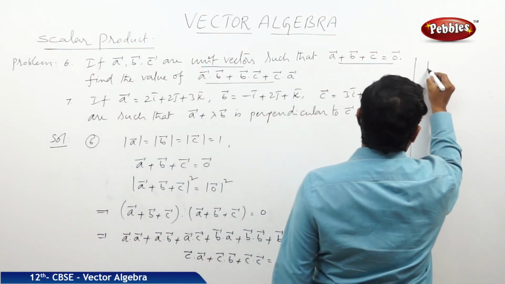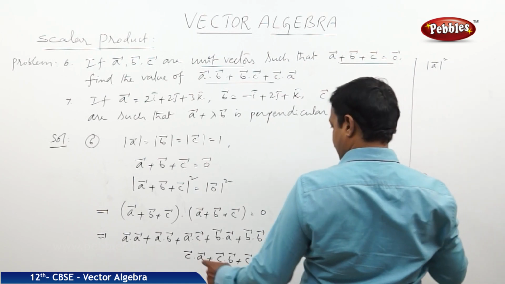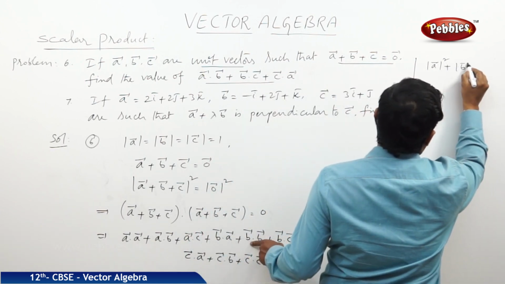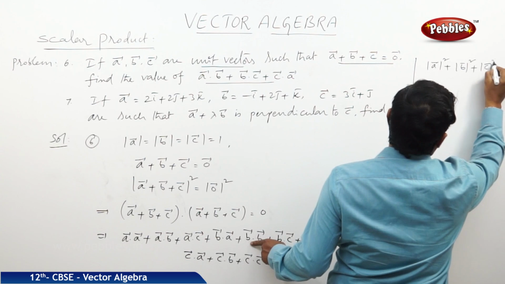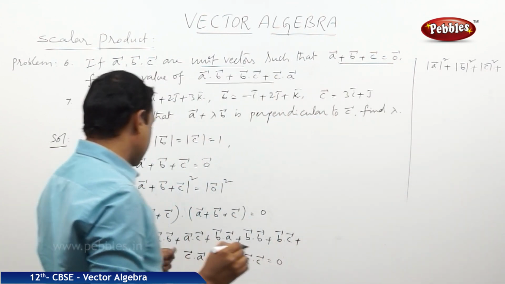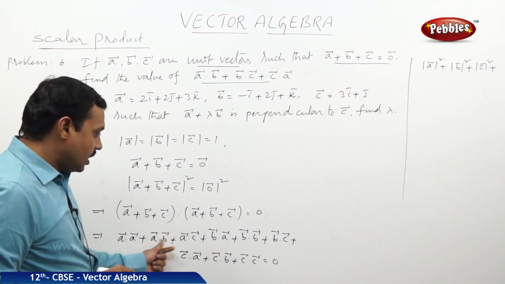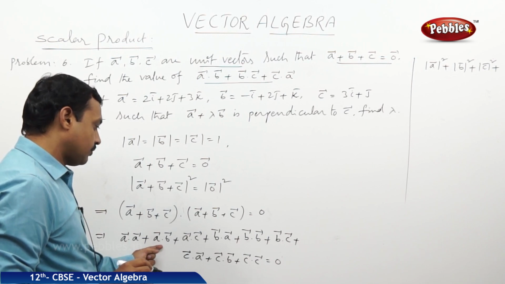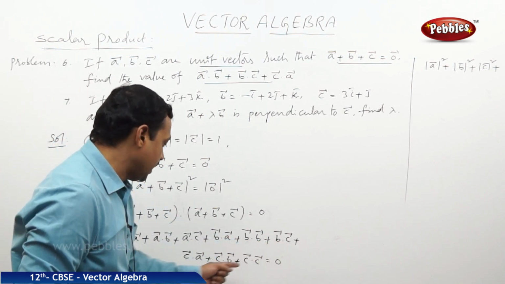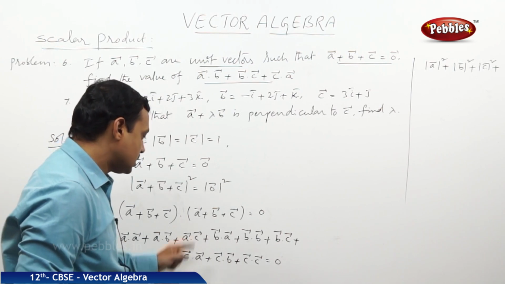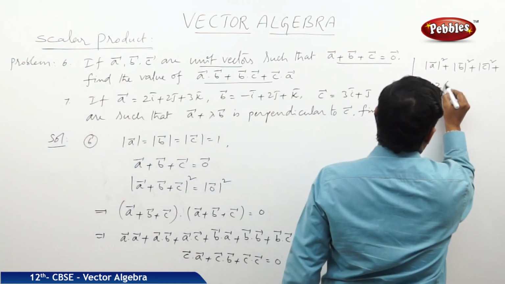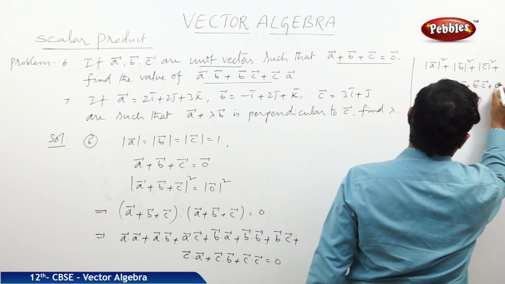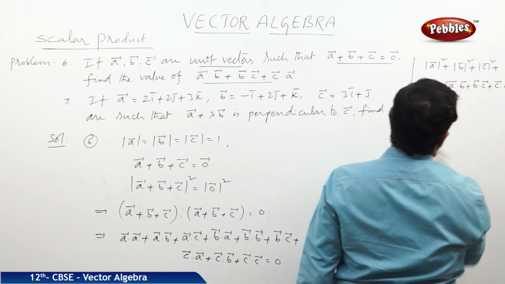A dot A is equal to mod A square. B dot B is equal to mod B square. C dot C is equal to mod C square, plus it is A dot B plus B dot A. Of course, B dot A is the same as A dot B, so it becomes 2 times A dot B. In the same way, 2 times B dot C, 2 times C dot A. It is 2 times (A dot B plus B dot C plus C dot A) is equal to 0.